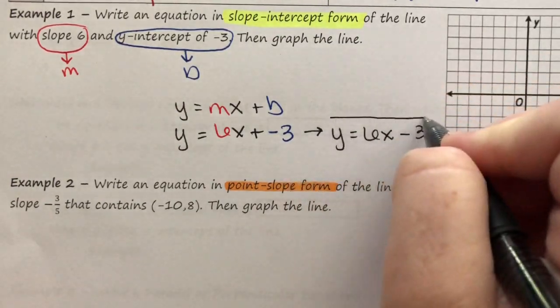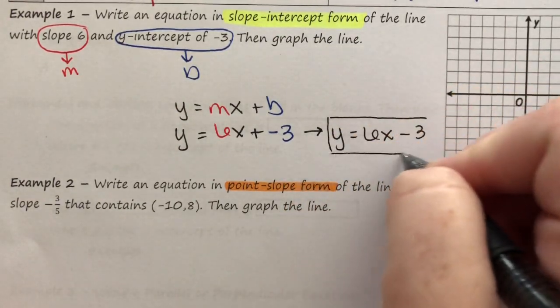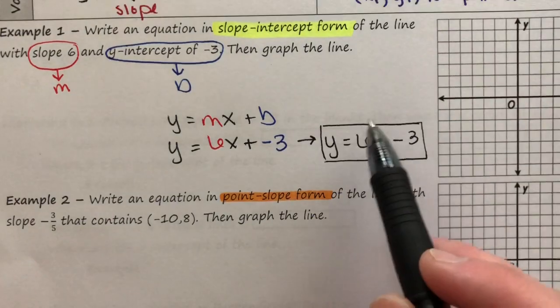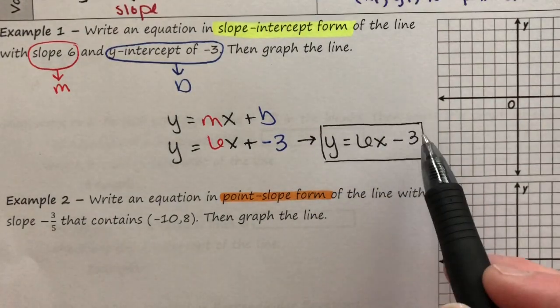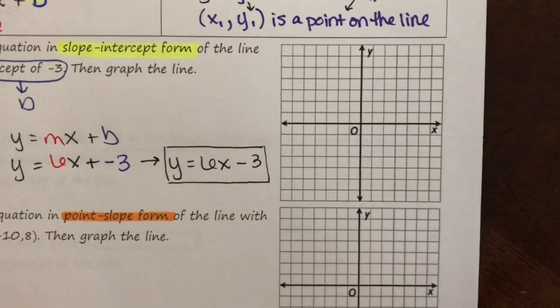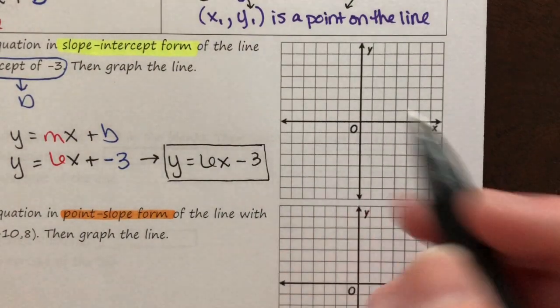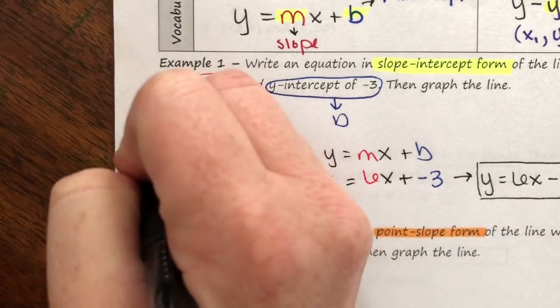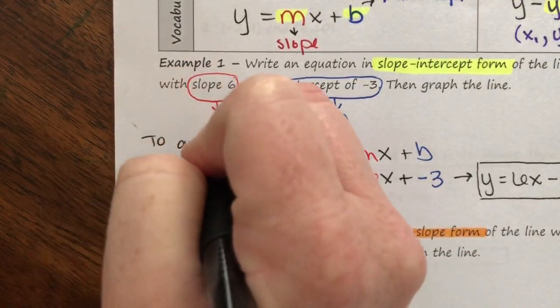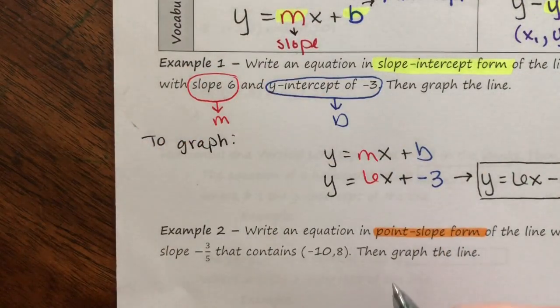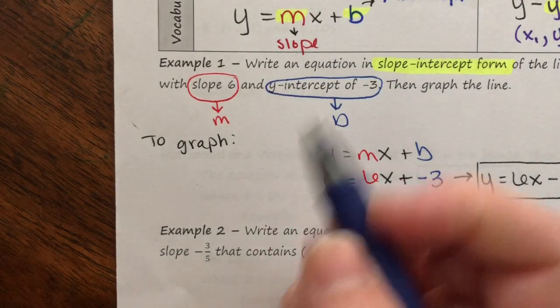So this is our equation of our line. This is what we have to graph. And our slope is 6, and our y-intercept is -3. So when we go to our graph, first thing we're going to do, we always begin, here we'll even write it over here to the side, to graph. We're going to begin by plotting the b.